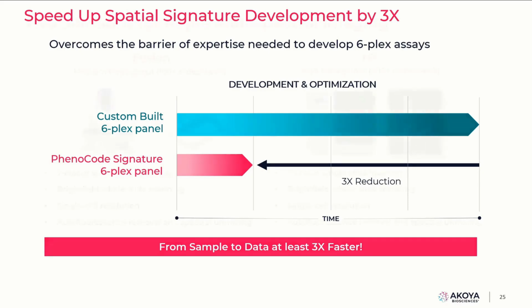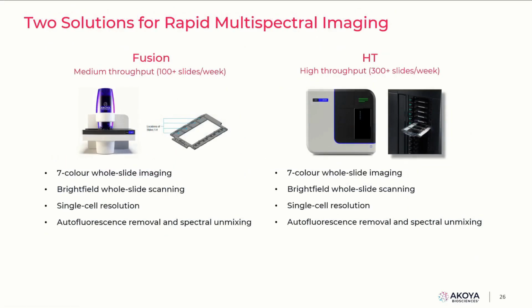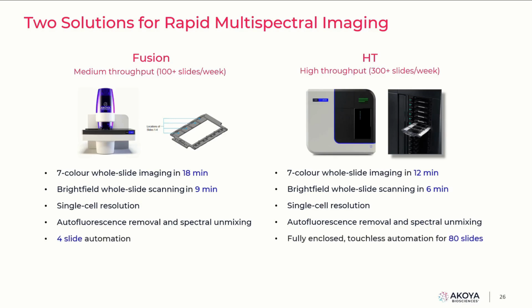As I mentioned earlier, the PhenoImager Fusion and the PhenoImager HT both allow whole slide imaging with 7 colors, that is the 6 PhenoCode markers plus DAPI. They both allow bright field whole slide scanning and offer single cell resolution, and HT does this slightly faster. The main difference, however, comes from the fact that the Fusion is more for standard throughput and is PhenoCycler compatible for ultra high-plex assays, whereas HT is ideal for high throughput and offers touchless automation for up to 80 slides and offers up to 9 color multispectral imaging capabilities.